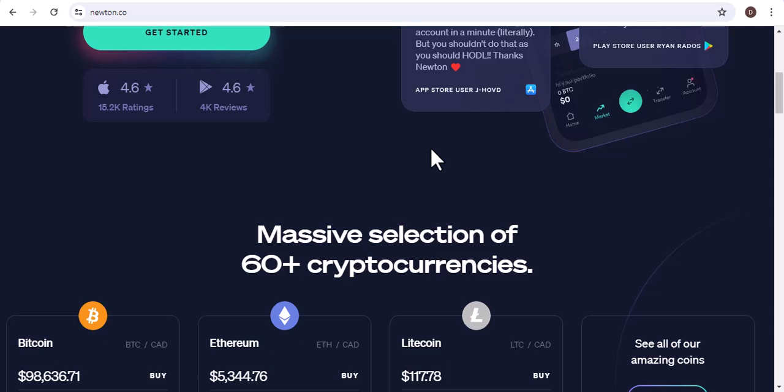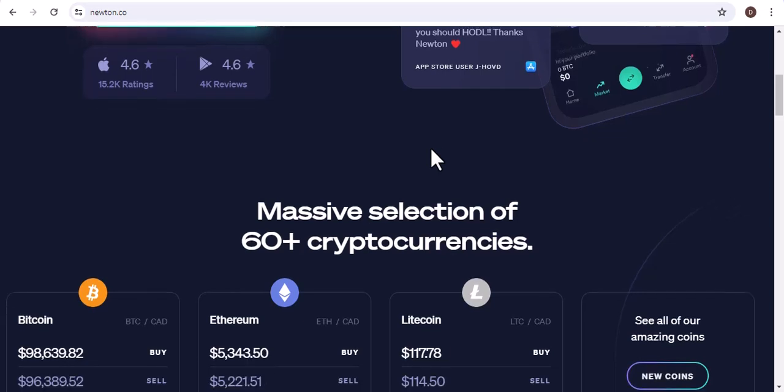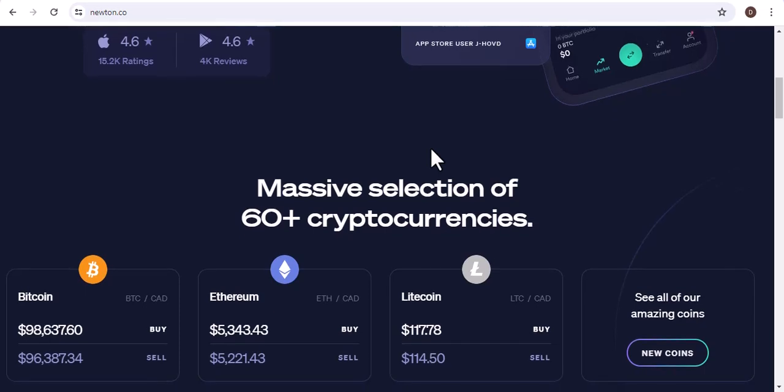How to make a deposit into your Newton account? There are a few different ways to make a deposit into your Newton account. Here are a few of the most popular options: bank transfer, credit card, debit card, cryptocurrency. Once you have made a deposit, you will be able to log in and start trading immediately.